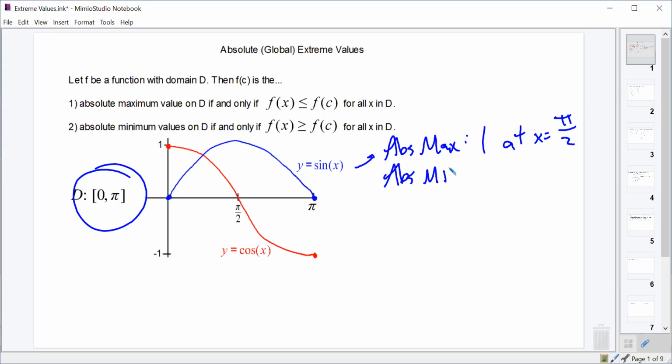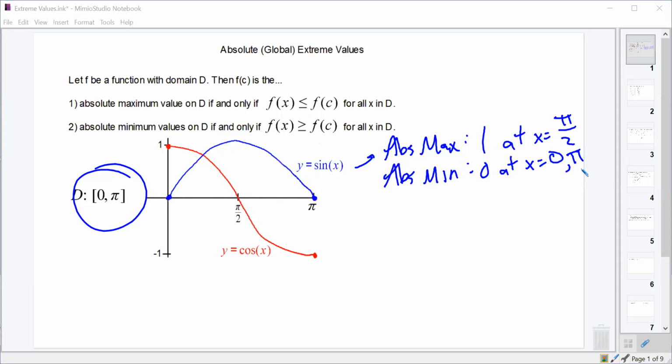What about the absolute min on the interval from 0 to pi of sine x? What is the absolute minimum of sine x between x equals 0 and x equals pi? 0. Should be y equals 0. And where should it occur? At x equals 0 and at x equals pi, right? It's okay that there are two different locations of this absolute minimum, because we have less than or equal to or greater than or equal to, right? So it's okay if they're equal to each other.